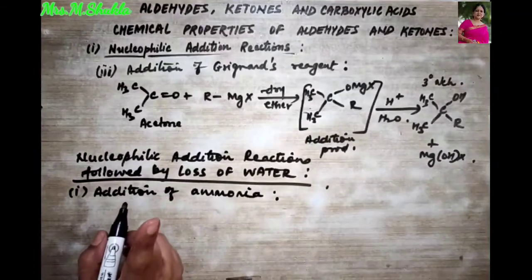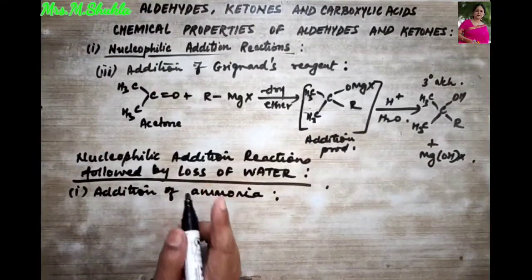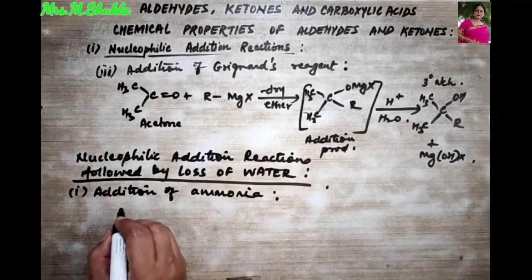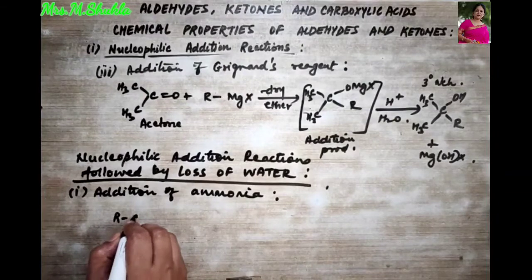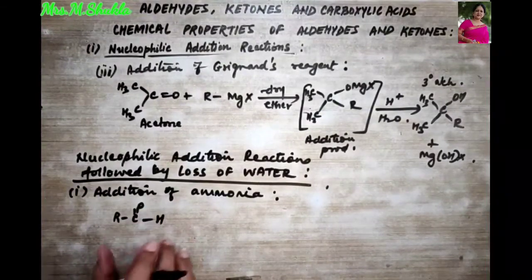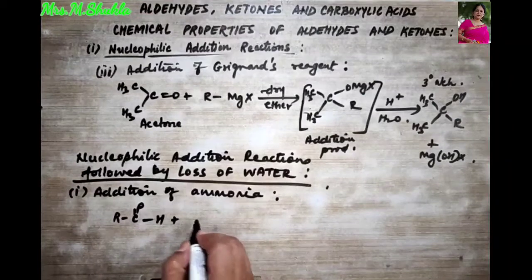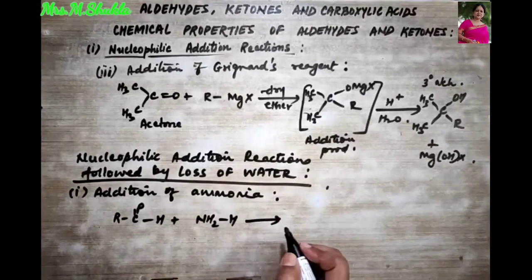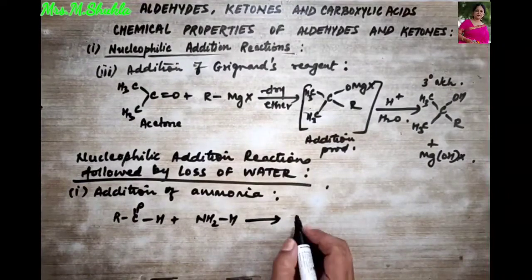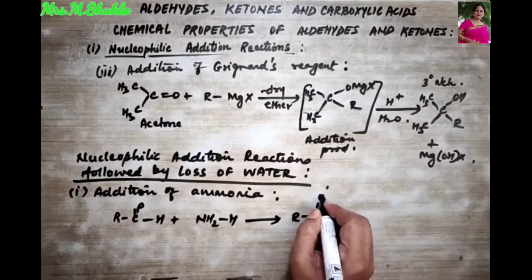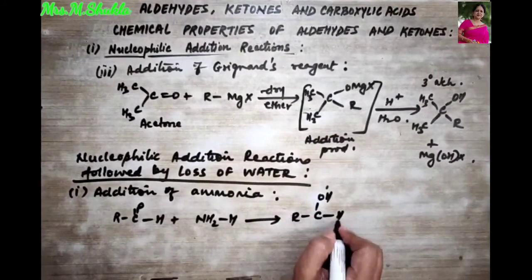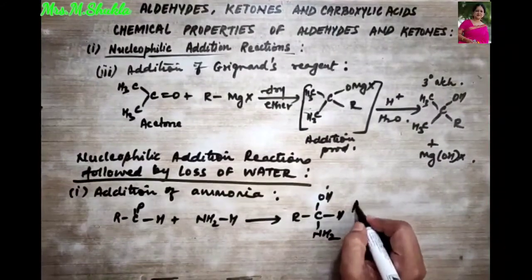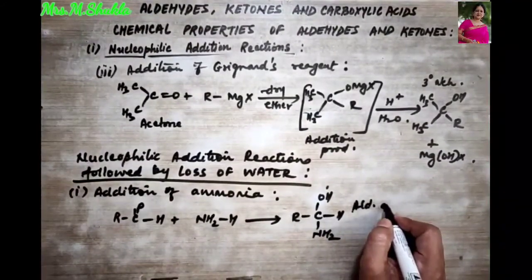Aldehydes react with ammonia and form aldehyde ammonia. So I give you a general reaction and then an example of it. RCHO, this is your aldehyde, when treated with ammonia, NH3, it is going to form an aldehyde ammonia, that is RCH(OH)NH2. This is what is called aldehyde ammonia.